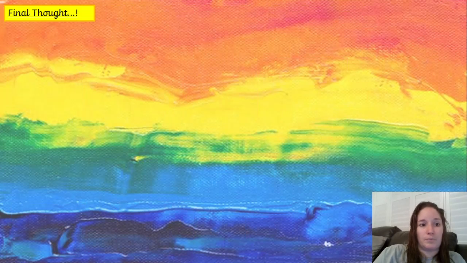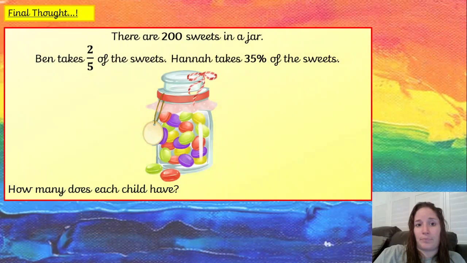Okay, so final thought for today then. There are 200 sweets in a jar. Ben takes 2/5 of the sweets. Hannah takes 35% of the sweets. How many does each child have? Okay, so there are 200 sweets in a jar. Ben takes 2/5 of the sweets. So let's do that part first. Obviously if you want to pause the video now and have a go, that's great. That's what you should be doing, but I'm going to go through it for you as well.